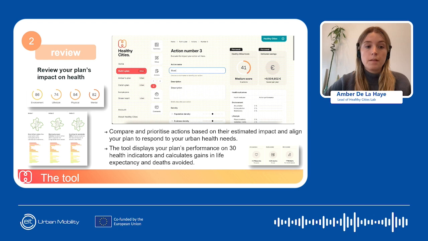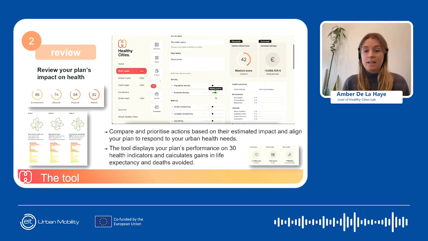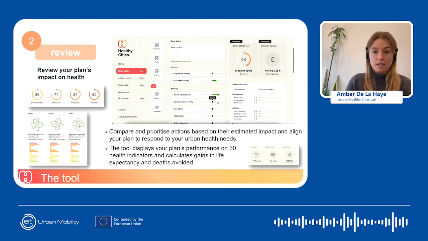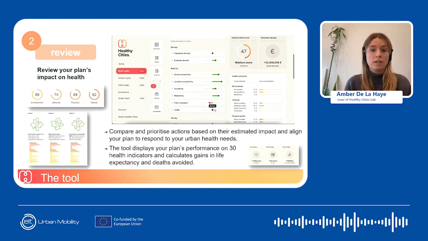Next up, you review your urban plan or your mobility plan to see how impactful it will be on the 30 health outcomes. The tool will tell you to what extent your plan is tackling the priorities that you discovered in the first step, and you can compare different actions to see which is more impactful and which is more relevant to your specific needs.